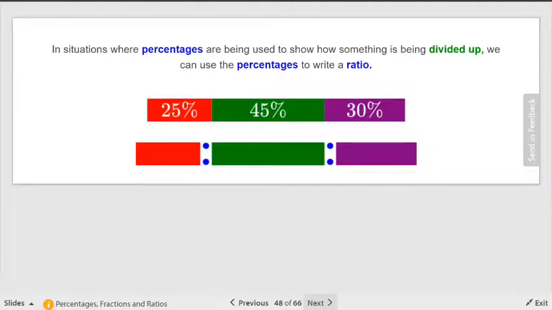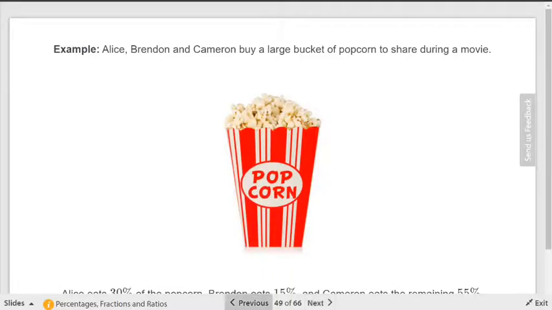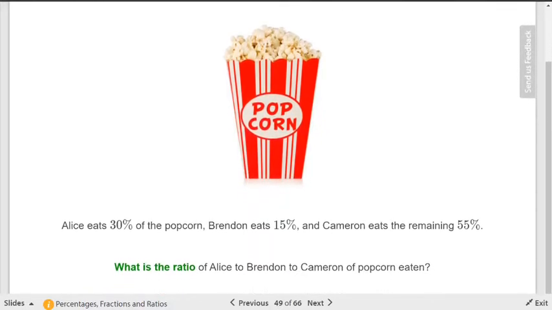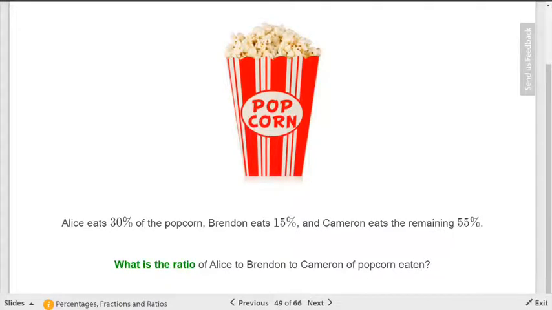So, in solutions where they're using a ratio being divided up, we can just use percentages to write a ratio. So 25%, 45%, 30%. Okay, whoops. All right. Oh, they're going to give it to us in the form of a question. So Brandon and Cameron buy a large bucket of popcorn to share during a movie. Okay. Alice eats 30%, Brandon eats 15%, and Cameron eats 55%. What is the ratio? Okay. What is the ratio for the amount Alice to Brandon to Cameron? Get them in the right order, but they're in the right order, right? Well, Alice is 30%. How do I write that as a fraction?